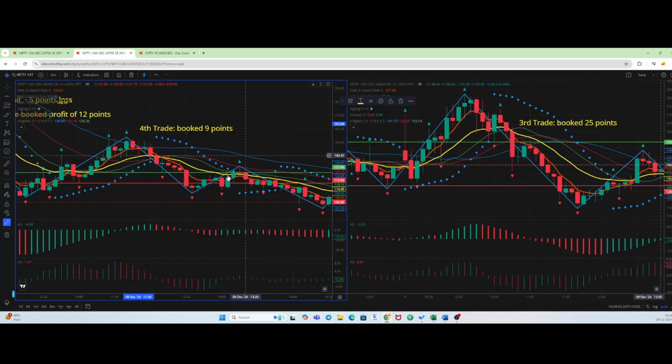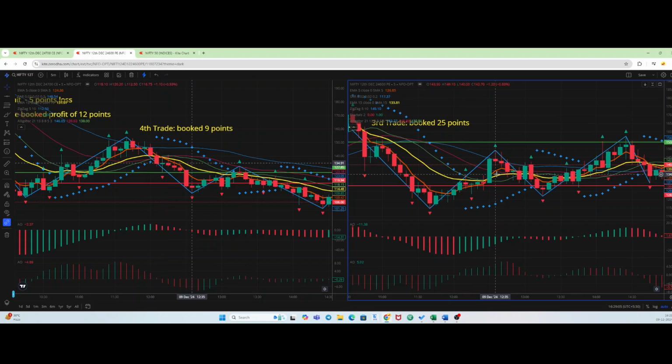Fourth trade booked 9 points. Then afterwards we'll have to see whether there is anything on the C side. It's a P side. If you see 1240 on the P side, the awesome oscillator and the accelerator indicators are not supporting that, hence we are not entering.